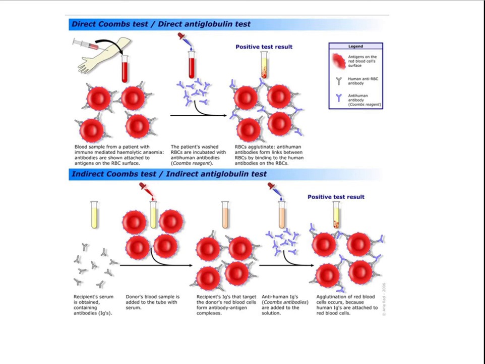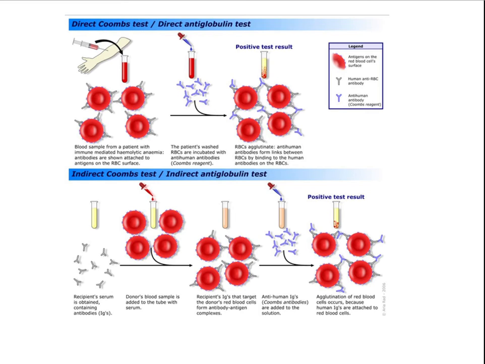And here the donor blood sample is added to the tube with the serum. Then the recipient's immunoglobulins that target the donor's red blood cells form an antibody-antigen complex. After that, we add the anti-human globulin, or the Coombs antibodies, to the solution. For a positive result, we are going to see agglutination of the red blood cells, because human immunoglobulins are attached to the red blood cells.